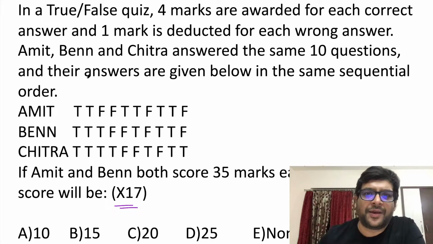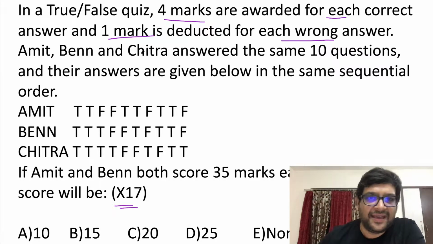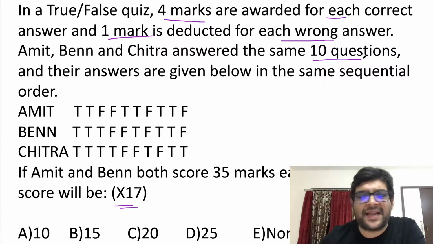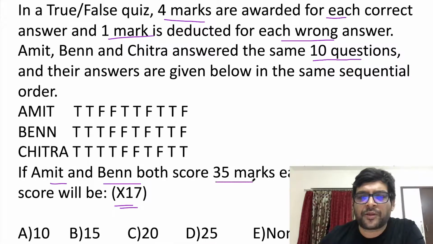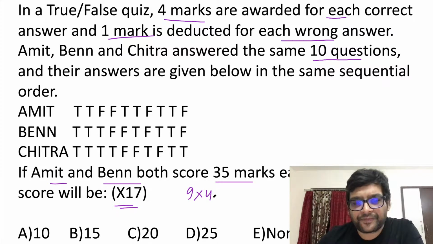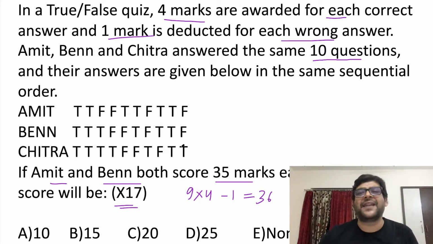In a true-false quiz, 4 marks are awarded for each correct answer and 1 mark is deducted for each wrong answer. A, B and C answered the same 10 questions and their answers are given below. Amit and Ben, so A and B, both scored 35. How is that possible in 10 questions? All correct means 40, 9 correct and 1 wrong means 9 into 4 minus 1, or 35. So both of them have 9 correct.